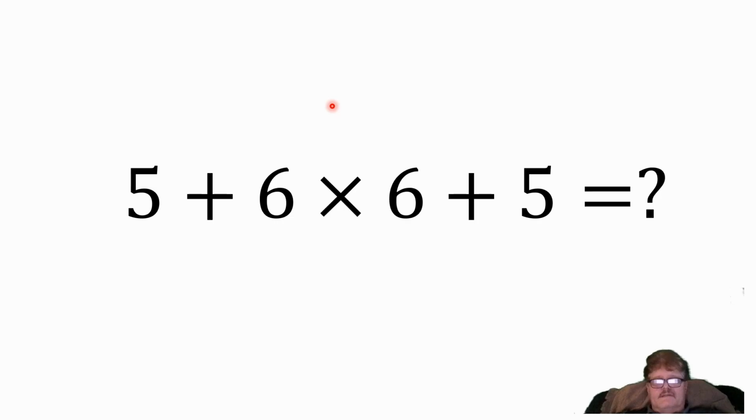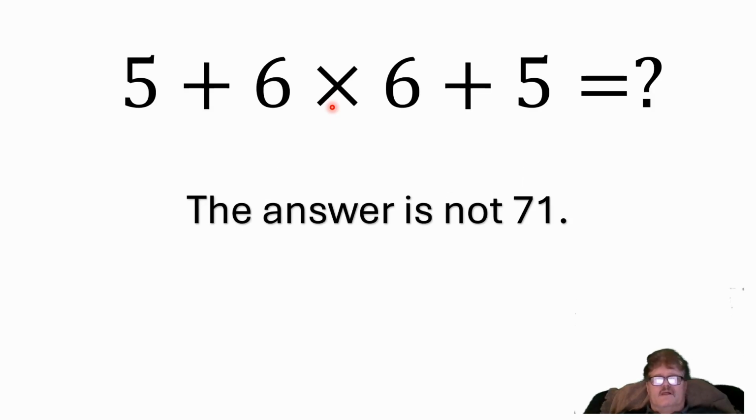Hello, we've got a mixed operations problem for you today. 5 plus 6 times 6 plus 5, and we want to find out what that equals. All right, so first of all, I want to start by saying the answer is not 71.